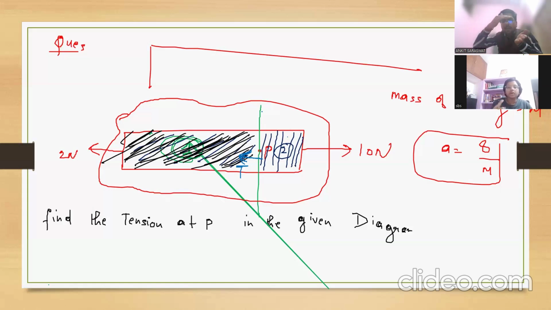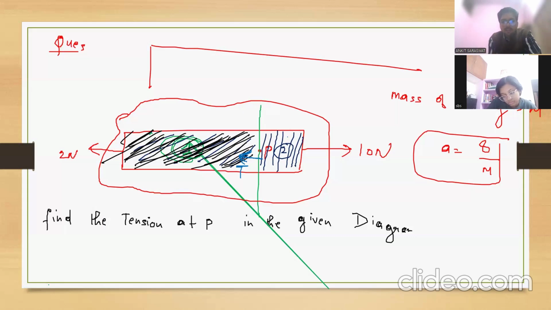The entire string is moving in the right direction. Then on all the portion which is to the left of P, tension is always in the right. Then only the entire parts of this string are moving together in the right. That's why I told you, the first step is to take the entire string as the system.